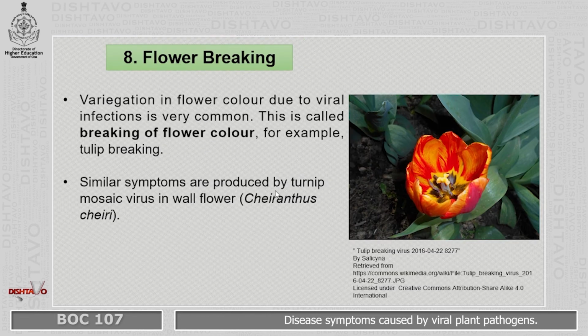Then flower breaking. Variegation in flower color due to viral infection is very common. This is called breaking of flower color, for example, tulip breaking. Similar symptoms are produced by turnip mosaic virus in wallflower. Now if you see over here, the color of the flower has changed. You can see two different colors, one is reddish orange and then you have the yellow color. So that is called flower breaking.